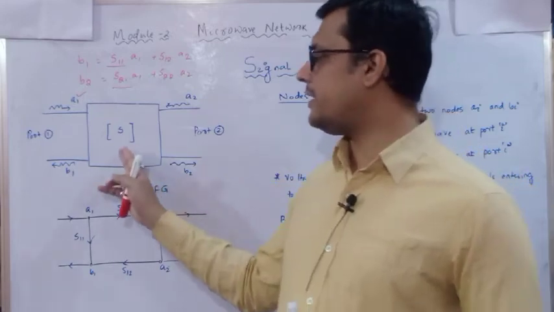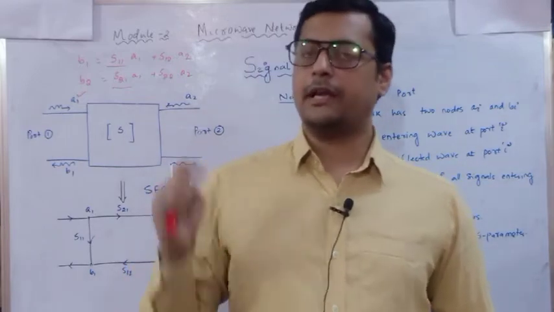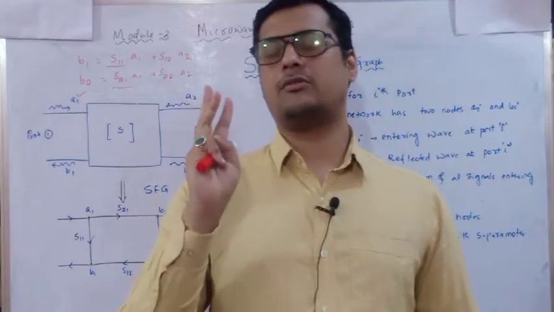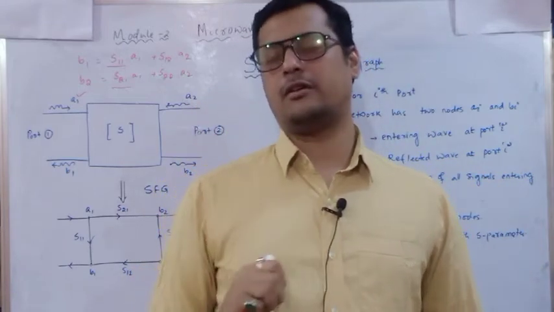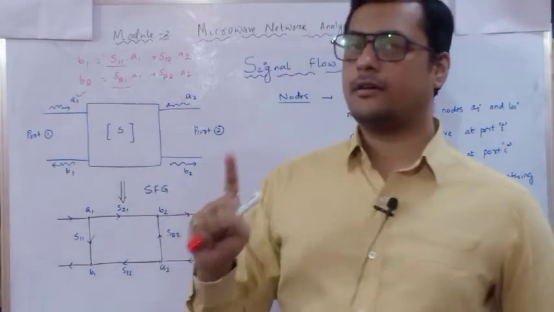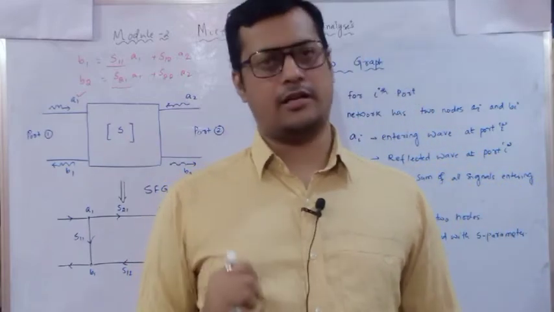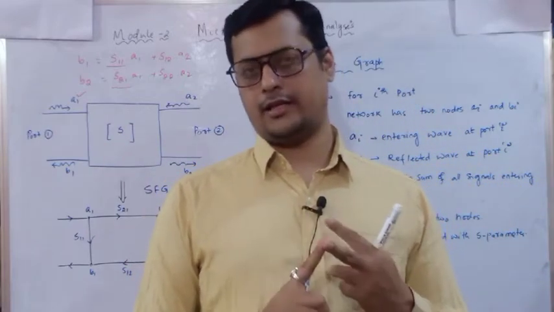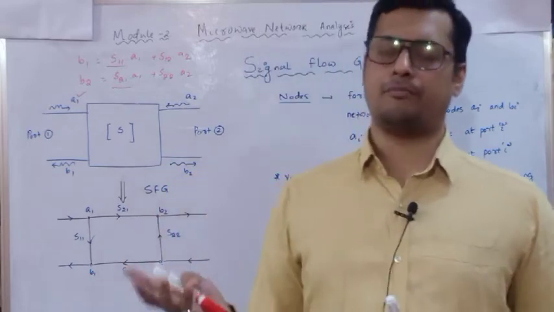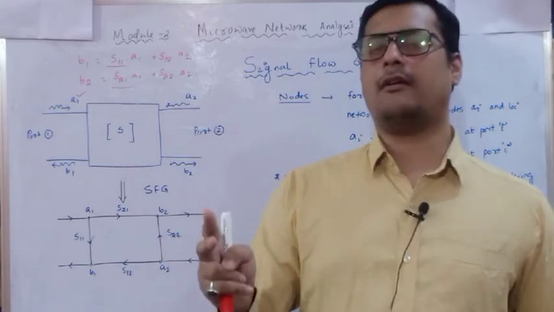Now since here we are discussing the two-port network, there are 4 nodes available. If it is a 3-port network, then 3 incident waves plus 3 reflected waves, that is 6 nodes, will be available: A1, A2, A3, B1, B2, B3. So depending upon the number of ports, you have to identify the incident wave and the reflected wave. Those are called nodes.